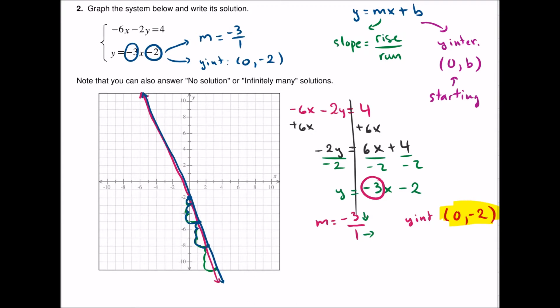There's two lines on top of each other. So there's going to be infinitely many solutions. Infinitely many solutions, because whatever points on the first line is also the same point on the second line. We have multiple intersections here.